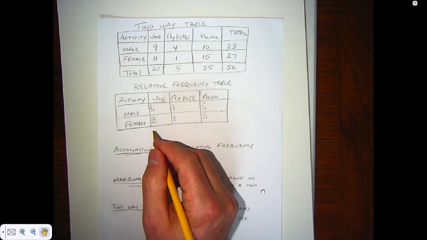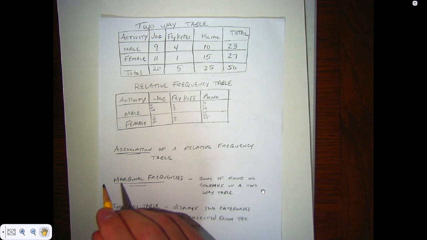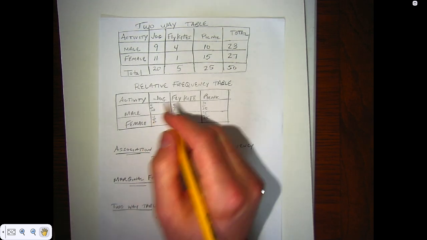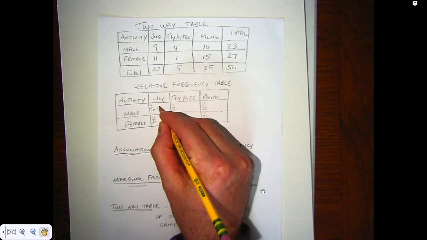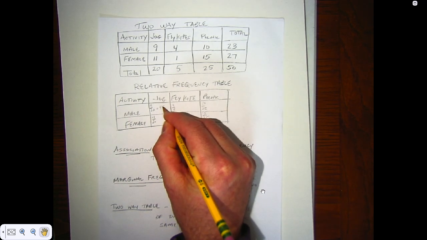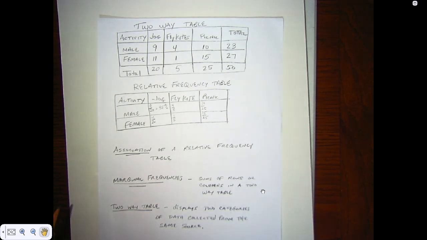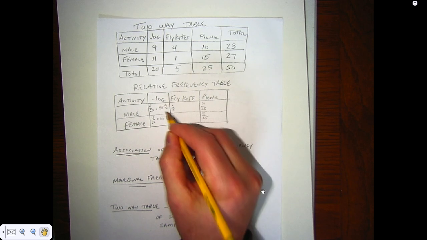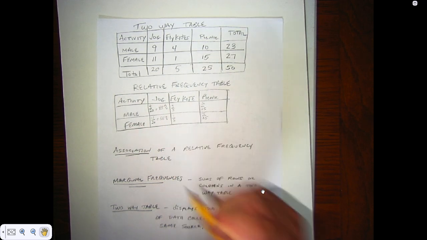Then you would take your calculator, and you would divide. We're going to start with the male joggers. We're going to do 9 divided by 20, and you're going to get 0.45, which turned to a percent would be 45%. If I take the female and do 11 divided by 20 for joggers, that would be 0.55 or 55%. That should make sense because when you add them together, it should add up to 100%.